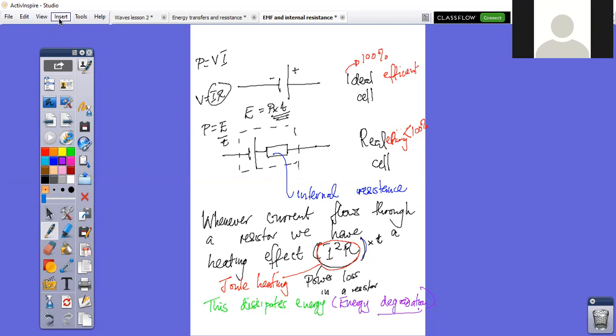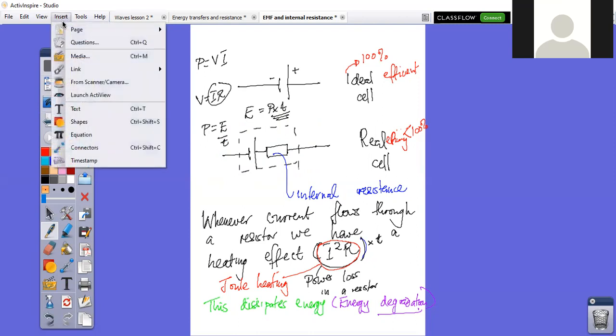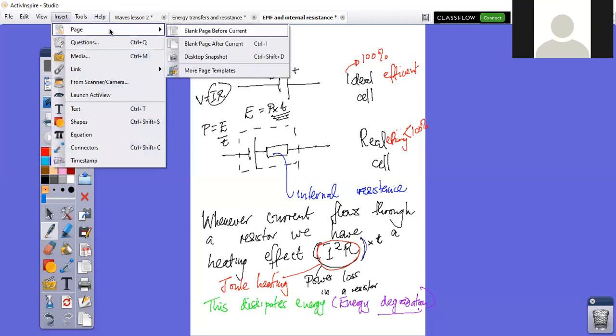Now, the next thing we need to know is that internal resistance is a consequence of how a cell has to create energy. There is no real cell that does not have an internal resistance. Every cell has an internal resistance because inside the cell is a chemical reaction, and no chemical reaction is 100% efficient. Are you okay with that? Yeah. Good.